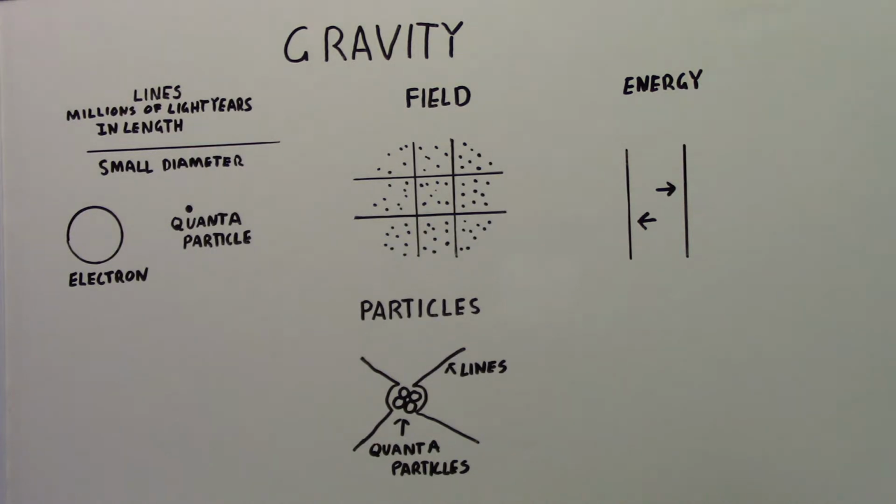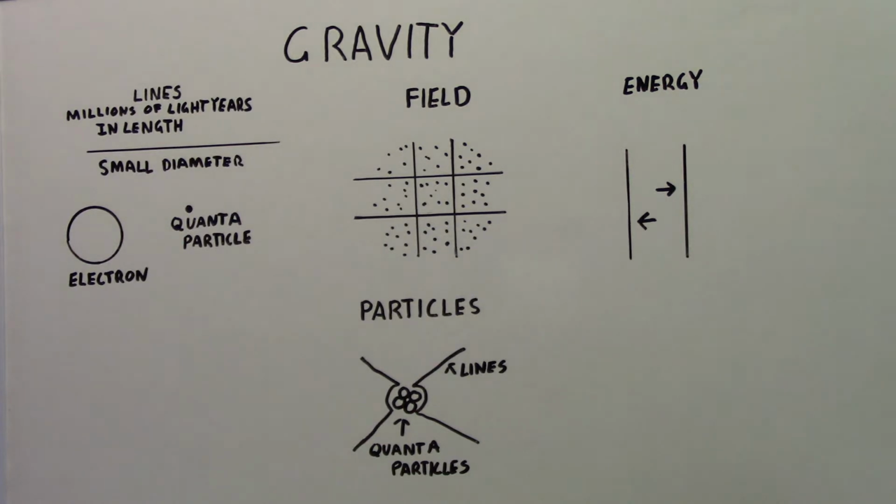So to properly understand what makes gravity, we need a quick lesson on what the universe is, how energy is increased, and how particles are made. So the universe is made from just two objects: lines of mass millions of light years in length, but with a diameter smaller than an electron, and a particle I call the quantiparticle, which is also much smaller than an electron. So the lines form a three-dimensional field, but the lines are not in contact with each other.